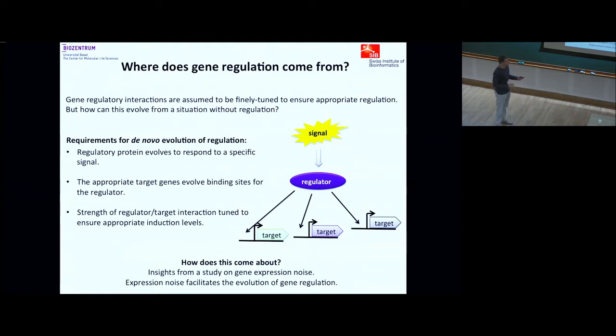And then second, the appropriate target genes, namely the genes that you want to upregulate when the signal is present, they have to evolve binding sites for this regulator, right, so as to become activated by it. And you have to, of course, avoid that any other genes that you don't want to upregulate evolve binding sites. And finally, to make it a well-tuned machine, you would also have to tune how strongly the regulator responds to the signal and how strongly it upregulates each of these targets. And so it would seem that that's a lot of things to happen. So how would this happen in evolution?